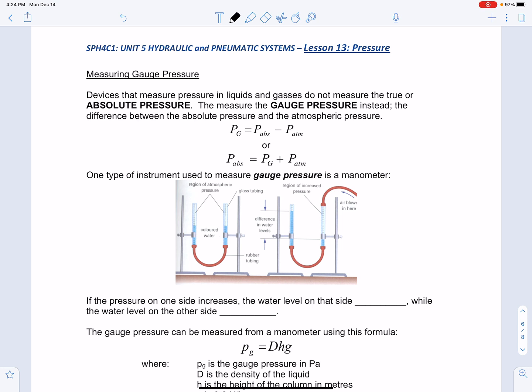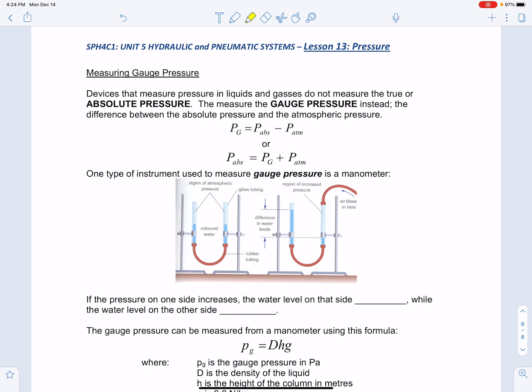So in order to find gauge pressure, it's equal to the absolute pressure minus the atmospheric pressure. And you can actually rearrange this equation and find an equation for absolute pressure as well, which is equal to the gauge pressure plus the atmospheric pressure.